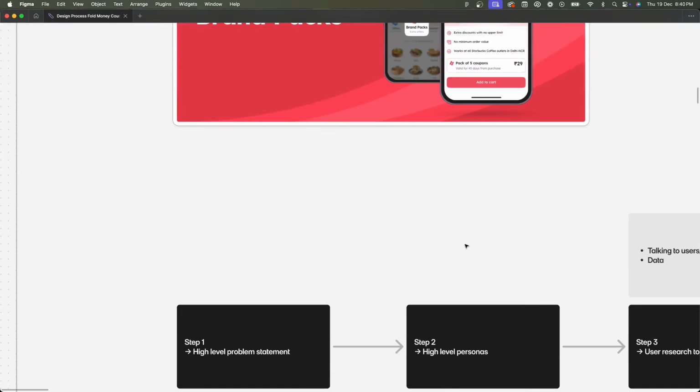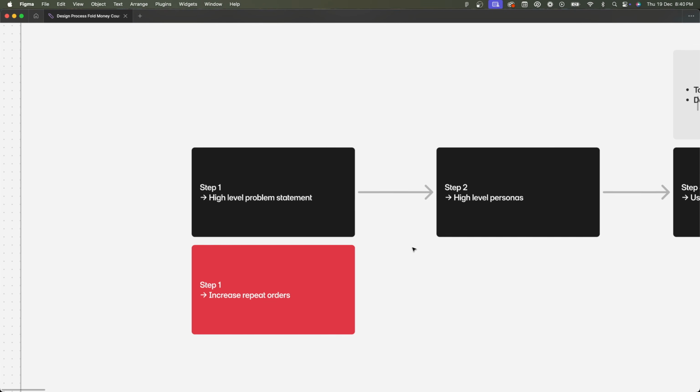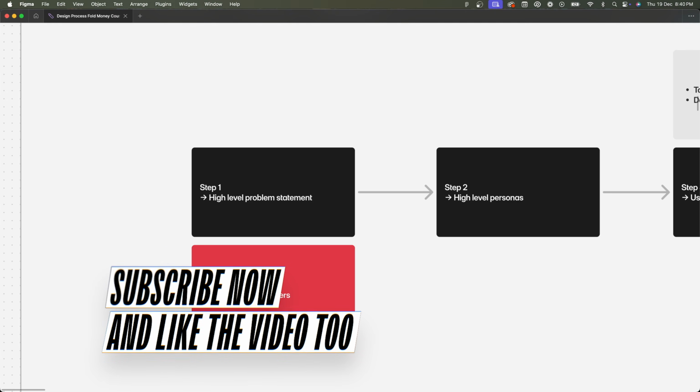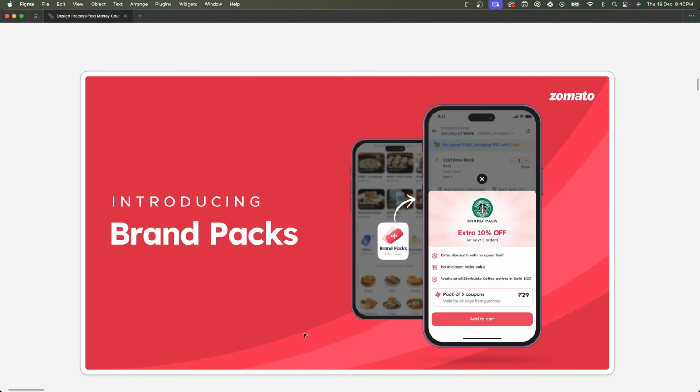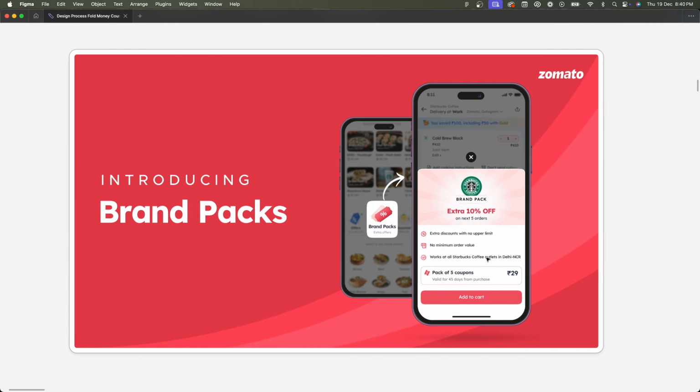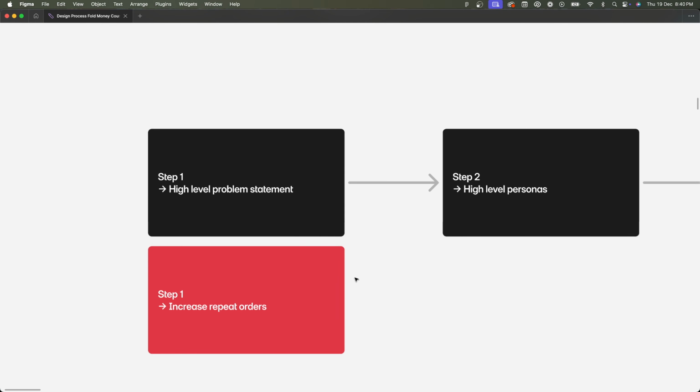So, if we take the same design process, what would have happened is there would be a high level problem statement or a requirement in this case, which is basically to increase repeat orders. Because if you think about it, the only people who would actually buy this are people who would regularly go to this. That is why this is essentially like a subscription, right? You repeatedly use a product or a service because you like it and you are a repeat user. Because you're a repeat user, you would definitely want this. And this would increase repeat orders.